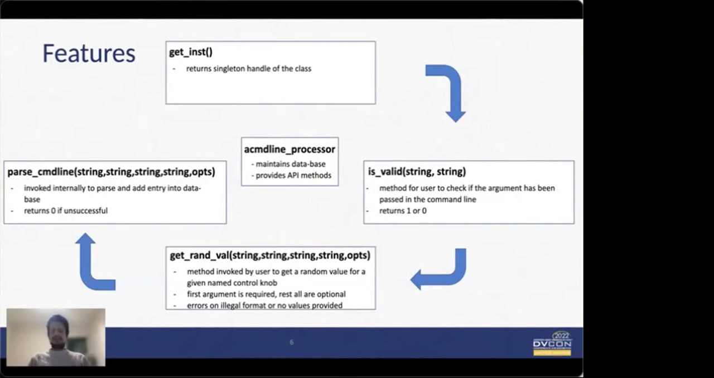This method errors out if an illegal format is seen in the command line or if no values are provided. So that is why you need to first check using isValid before calling this, because you don't want to be calling something which the user has not provided. The last thing is parse command line. This one is called by the getRandVal, and this is what actually calls all the parsing in the A command line ops. And this returns a 0 if it is unsuccessful.